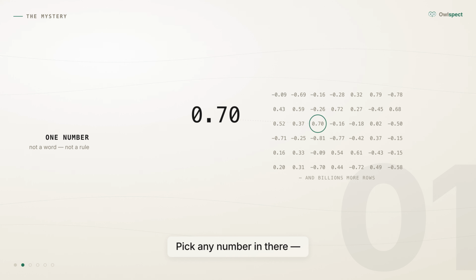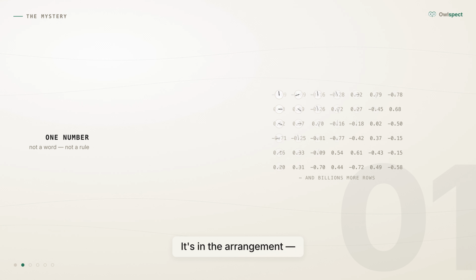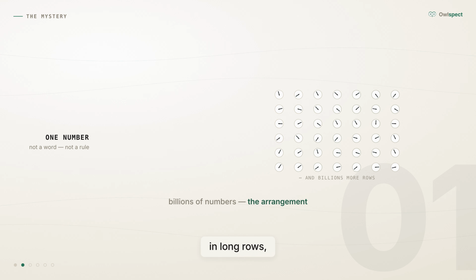Pick any number in there. It isn't a word. It isn't a rule. Not one sentence of English is written anywhere inside, and no single number means anything on its own. Whatever speaks English in this machine isn't written in any one of them. It's in the arrangement. Billions of numbers in long rows. And that is the entire machine.